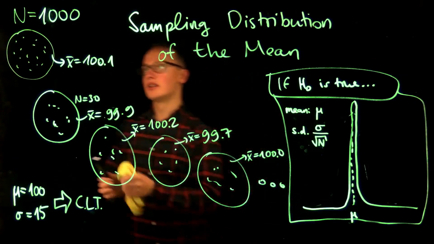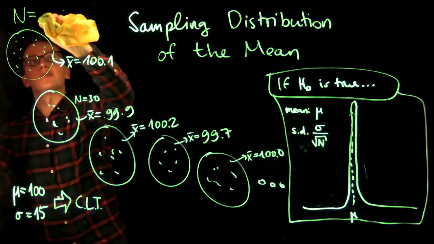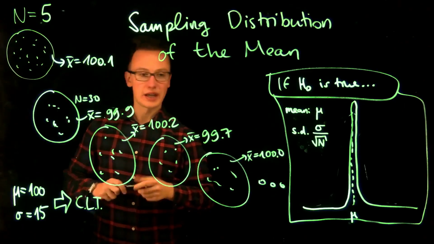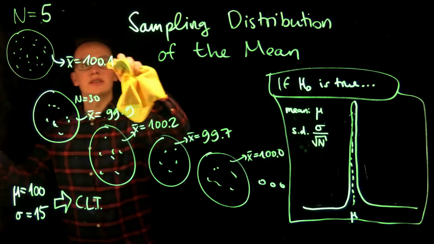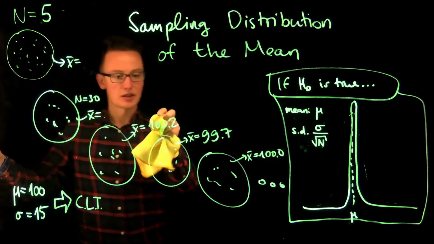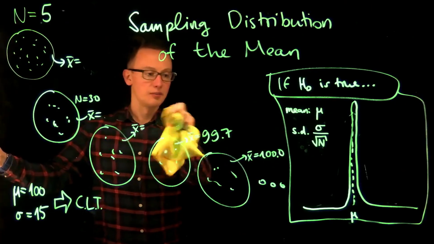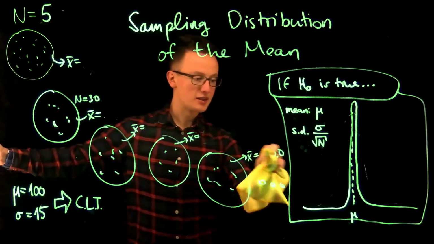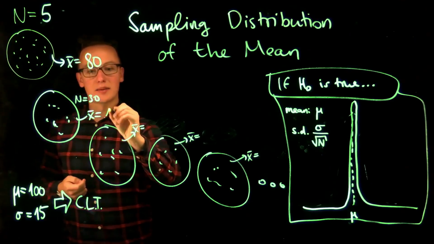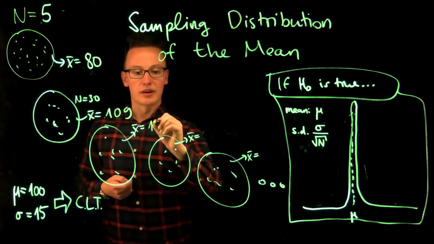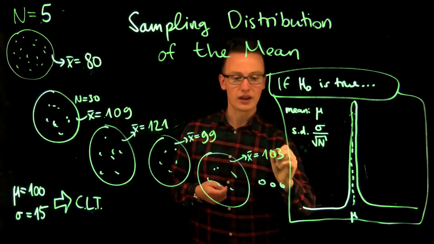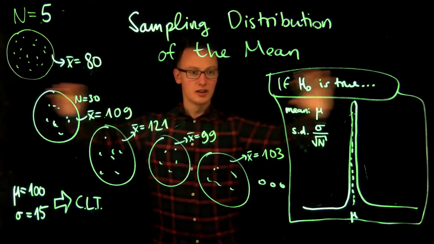Another case would be the situation where we have a very small sample, let's say a sample of just maybe 5 students. In this case, we can expect that these sample means will fluctuate much more, because from a small sample we can only get a very imprecise estimate most of the time of the actual mean. I'm just thinking of some values randomly, maybe something like 80, 109, then maybe 121, 99, and then 103. So it will be a little bit more random, a little bit more all over the place.